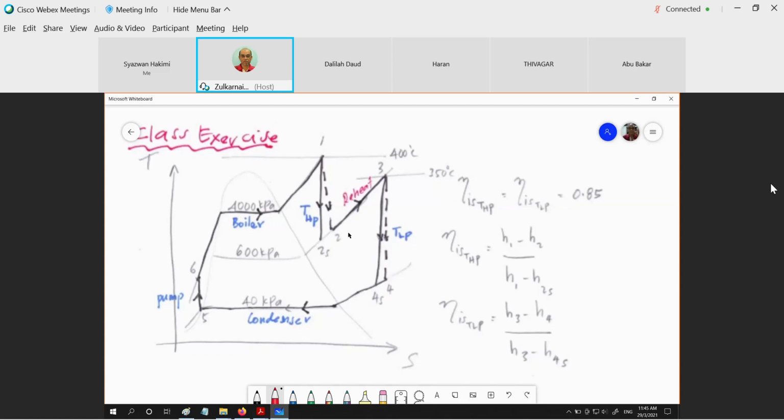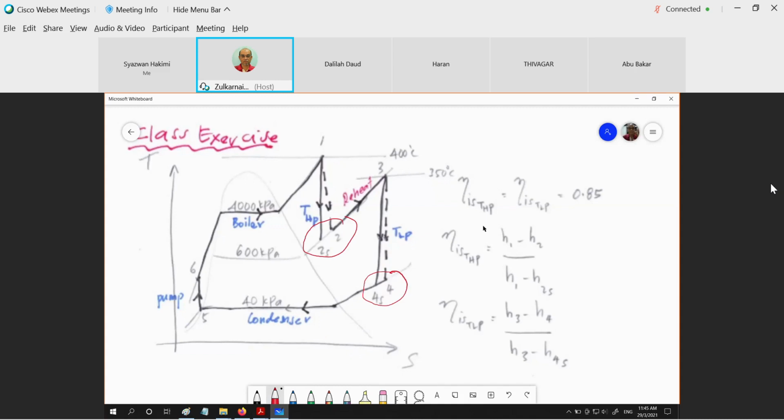And again, we should take care of these two states. This state and also this state. We don't know where point 2S actually is. It might be mixture, or it might be superheated vapor. Or 2S might be mixture and 2 might be superheat. Or 2S and 2 might be both in the mixture region.